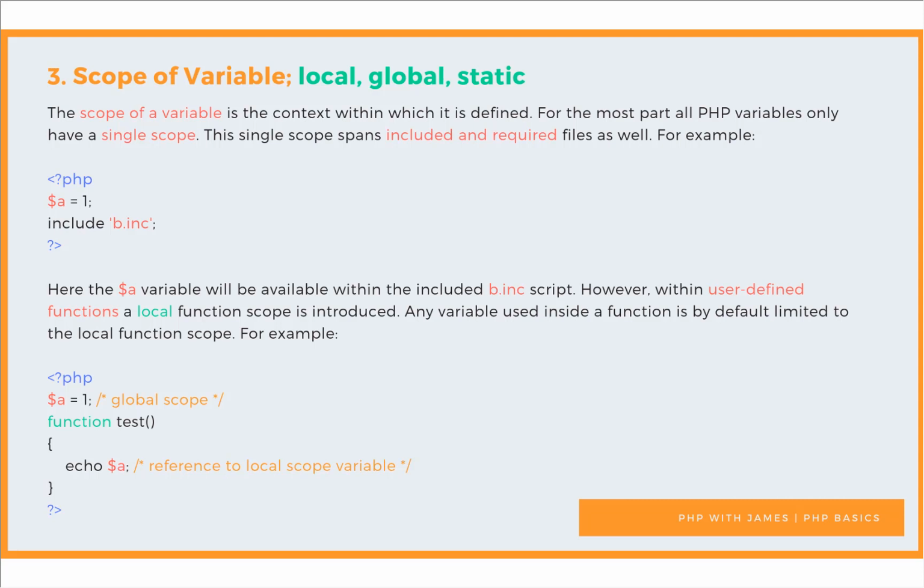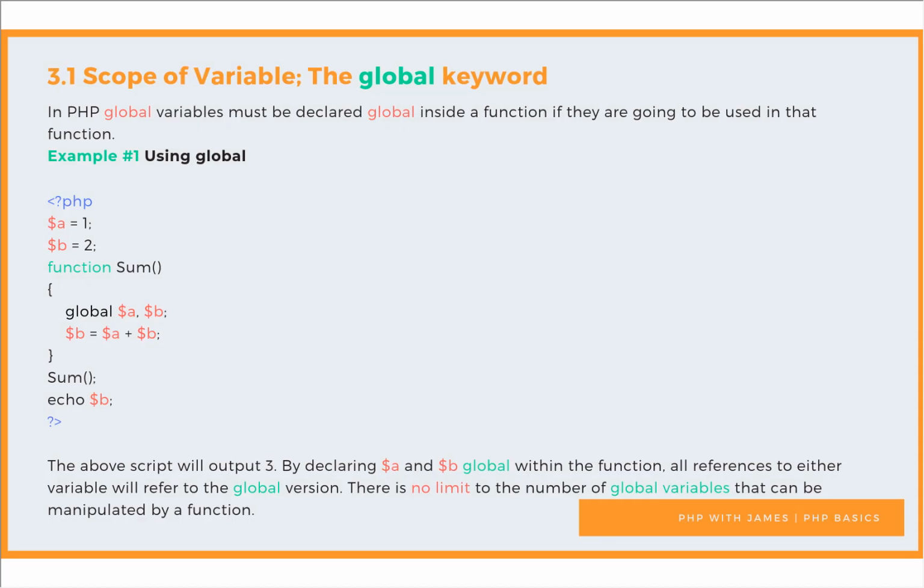For example, you can see that we have $a = 1, which has the global scope. Then we have function test. When we echo $a, it references the local scope variable, not the global one. We cannot access the outside global variable this way, because it will consider $a the variable available in the test function, but not the global.